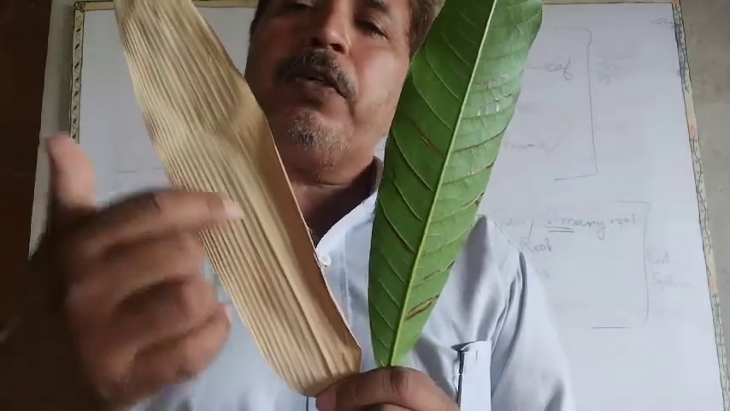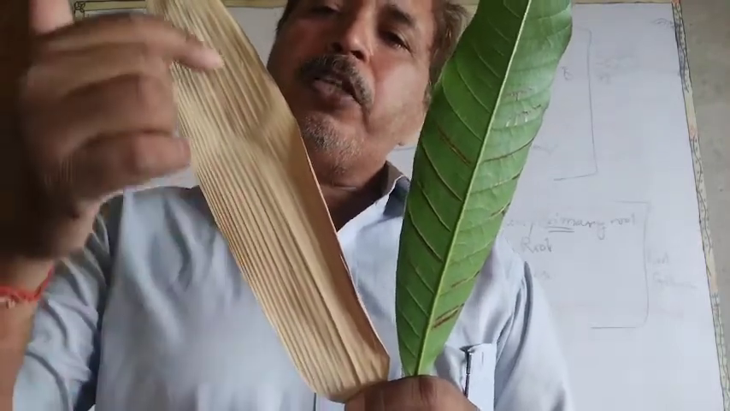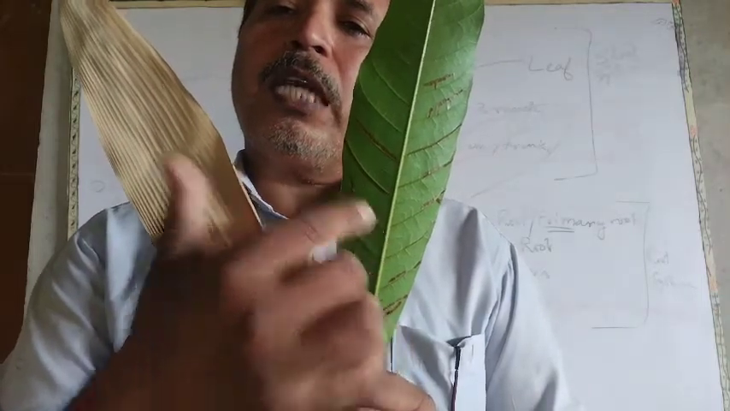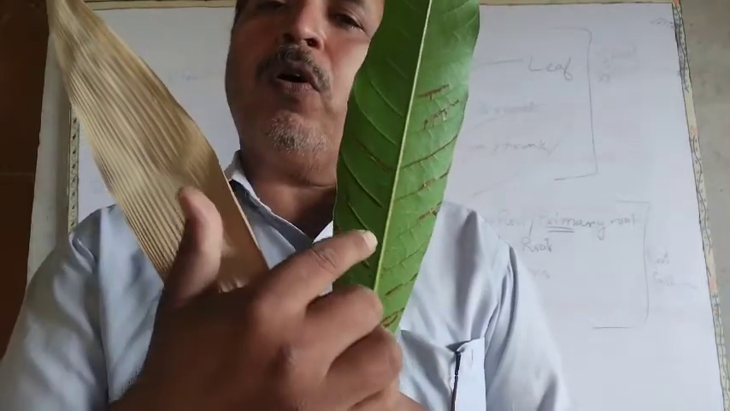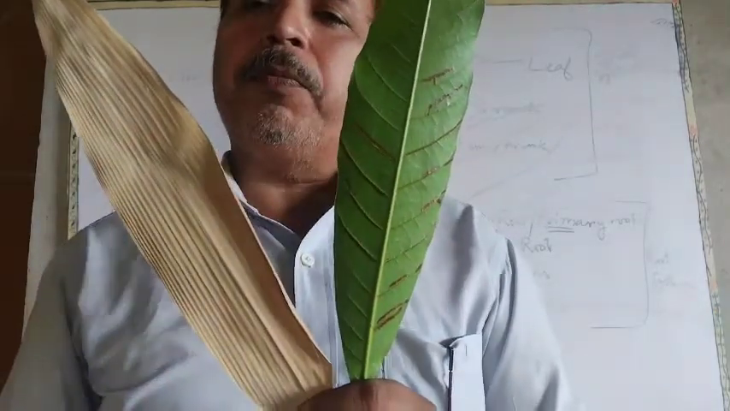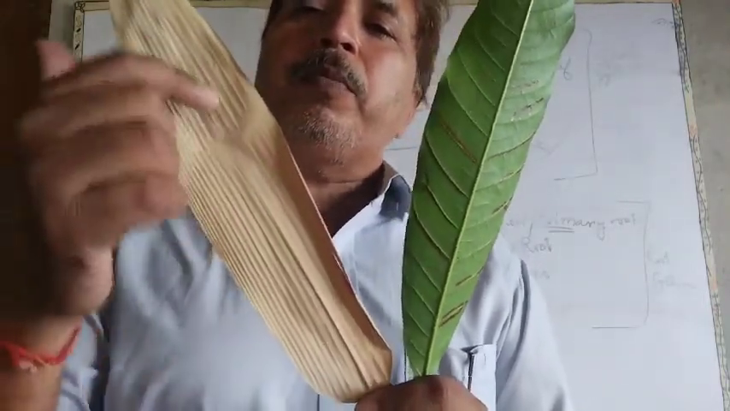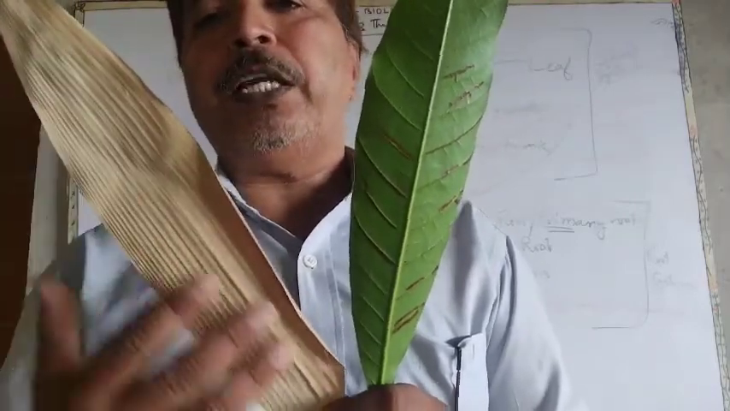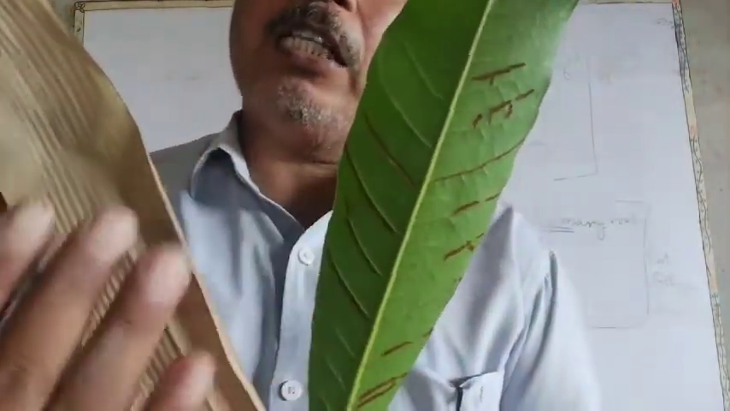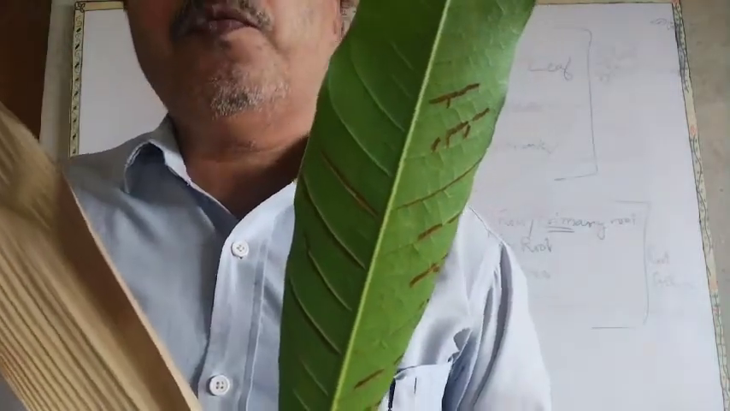In this bamboo leaf you can see the veins emerging parallel to the midrib, whereas in this one they come out from the midrib at a slight angle, but here they are independent, just parallel to the midrib. Seeing these two differences, we have classified the leaves on the basis of this pattern of arrangement of veins, right?